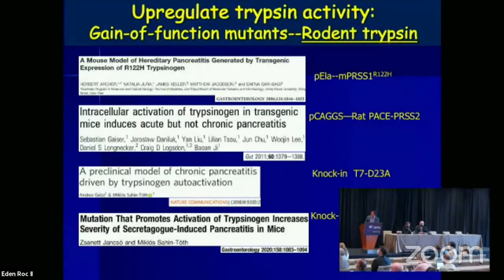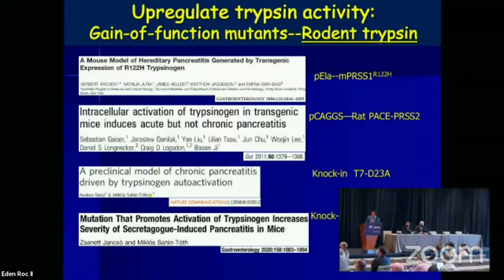There are several papers published to express the active mutant trypsin. The first one is from Basagi's group. They published using a small rat elastase promoter for pancreatic acinar specific expression of a mouse PRSS1. Actually, it's an equivalent of human PRSS1. And they made a mutation that's kind of equivalent to a human mutation. They claimed they got some phenotype, but unfortunately, it has never been validated again.